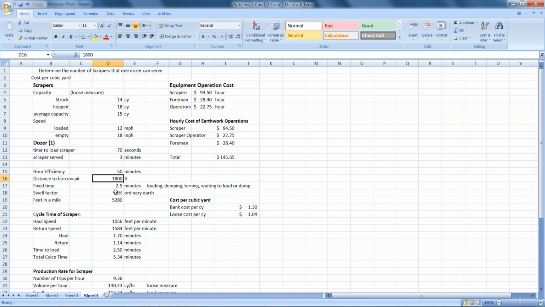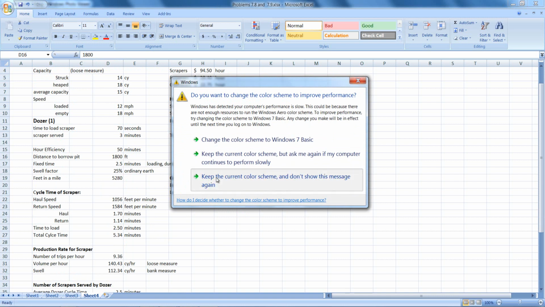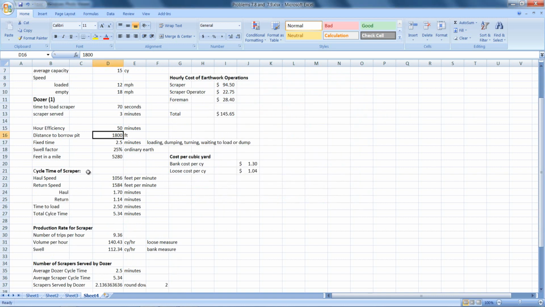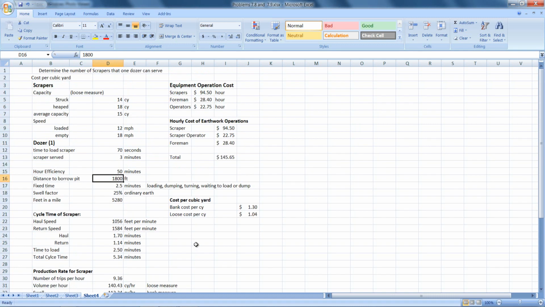Of course, every one of these sheets is dynamic, and you probably recreate a lot of them in the real-world situation. But we're basically working on cycle times, production rates, and equipment costs, and then we get into the cost per cubic yard and our hourly cost to operate. So that is it.